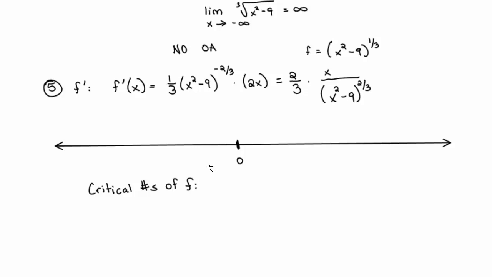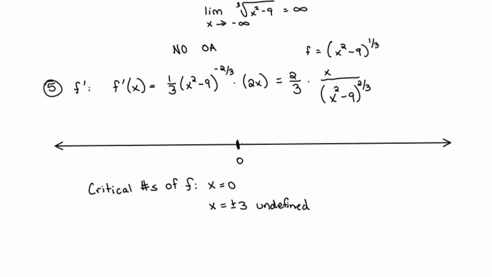The critical numbers of f occur when f prime is 0, so that occurs at x equals 0. And we also have two places where the derivative is undefined, and that would be at x equals plus or minus 3. Those are important because there are a lot of implications to when a derivative is undefined. Either you have a kink, a cusp, or a corner, or you might have a vertical tangent line there.